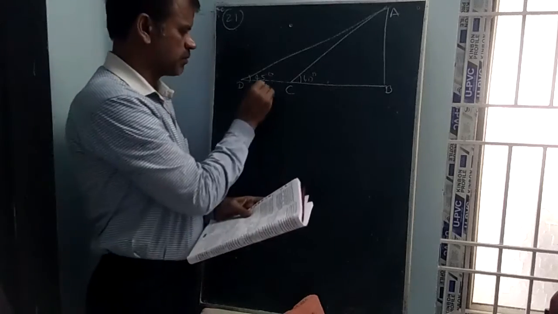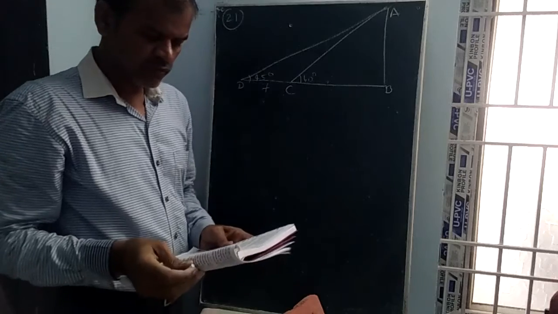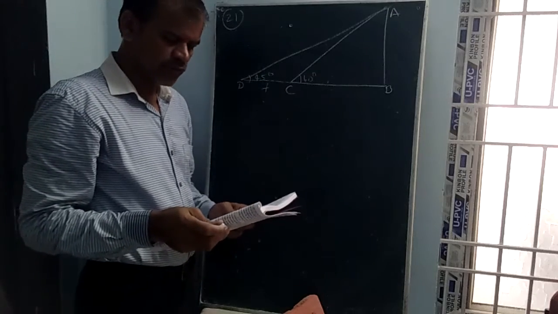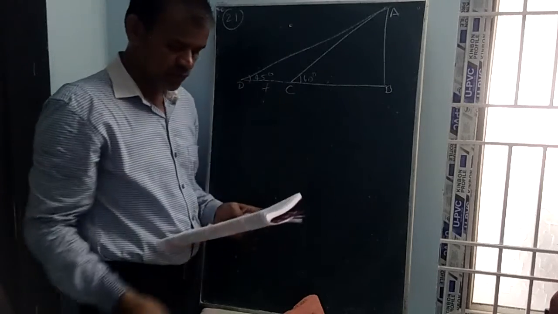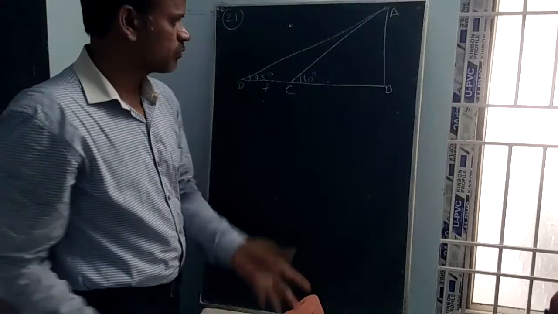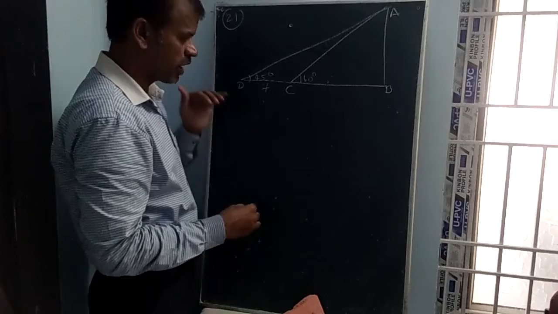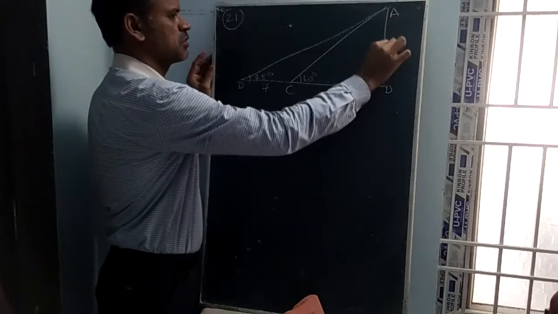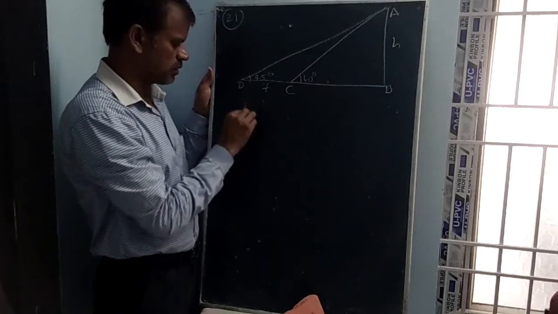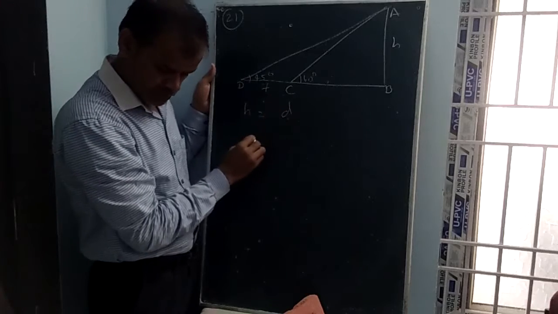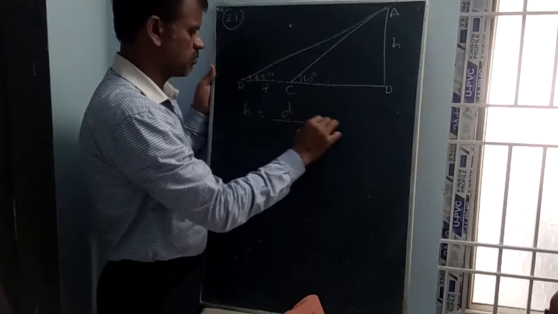CD is equal to 7. Next, from D, the angle of elevation of point A is 45. Already I have written the height of the pole. Of course, this is a simple formula. Yesterday itself I discussed that this is the most important formula, that is, H is equal to D by cot alpha minus cot beta.